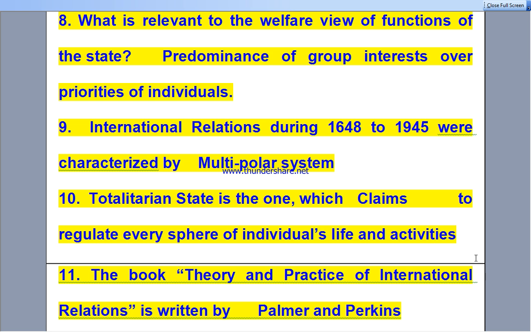Number 9, international relations during 1648 to 1945, at the end of the Second World War, were characterized by multipolar system. Number 10, totalitarian state is the one which claims to regulate every sphere of individual's life and activities, means autocratic state.